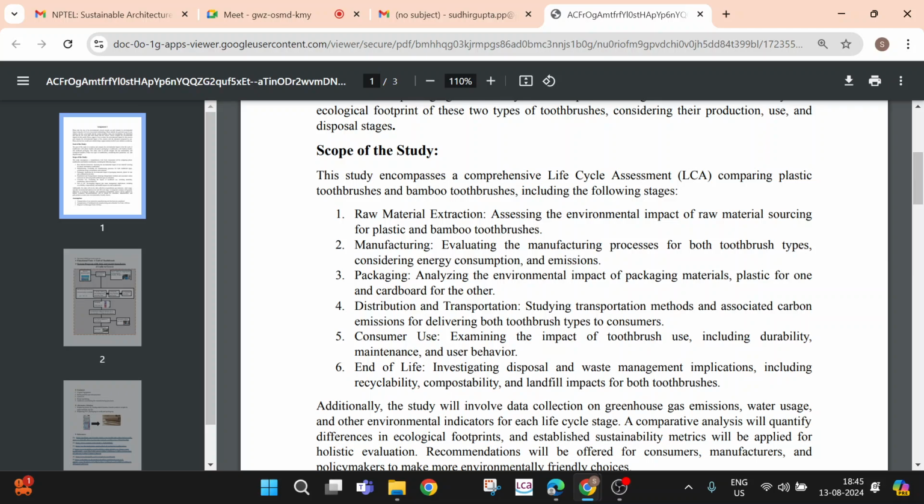So here are the intermediate steps. There are six steps that have been considered. First is the raw material extraction, that you know very well, and after that there will be the process of manufacturing. In that manufacturing process there will also be some energy consumption and some emissions from whichever machines or processes we are using for manufacturing. For producing that energy, some carbon footprint will be released.